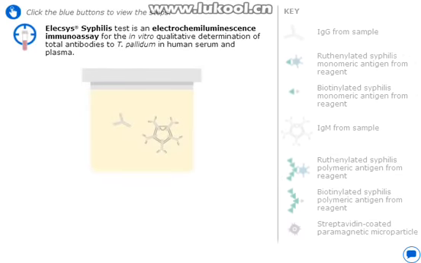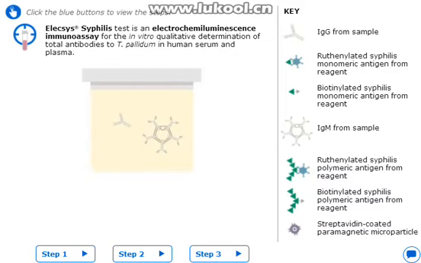Elecsys Syphilis is an electrochemiluminescence immunoassay, ECLIA, which uses a one-step double antigen sandwich (DAGS) principle to detect anti-treponemal IgG and IgM antibodies simultaneously. Treponemal IgG and IgM antibodies are detected with a mixture of biotinylated and ruthenylated recombinant TPN15, TPN17 and TPN47 antigens. Click the buttons to see the steps of the test.